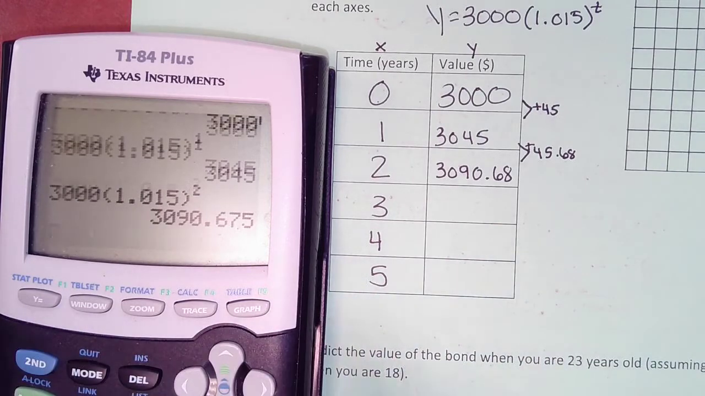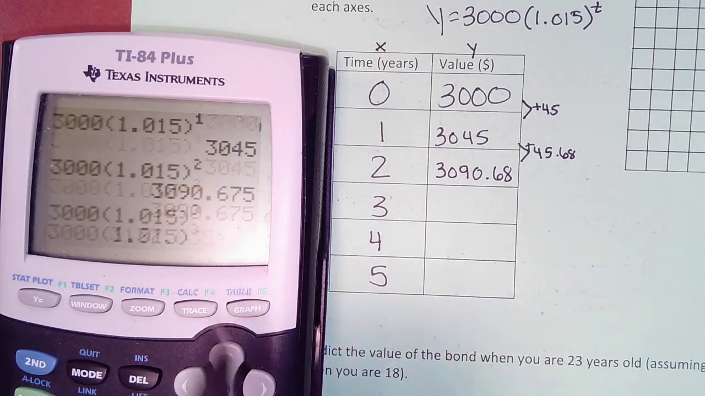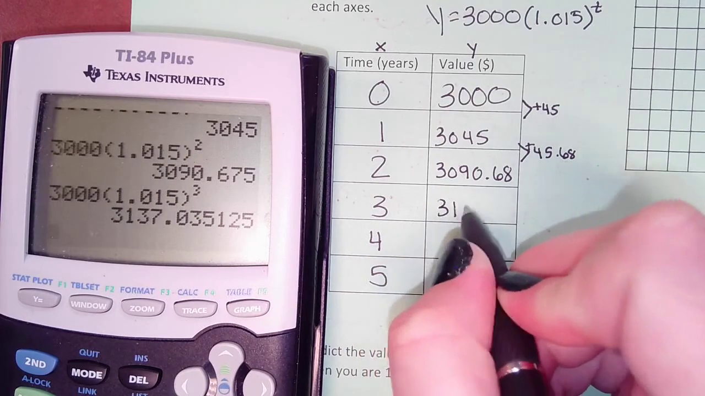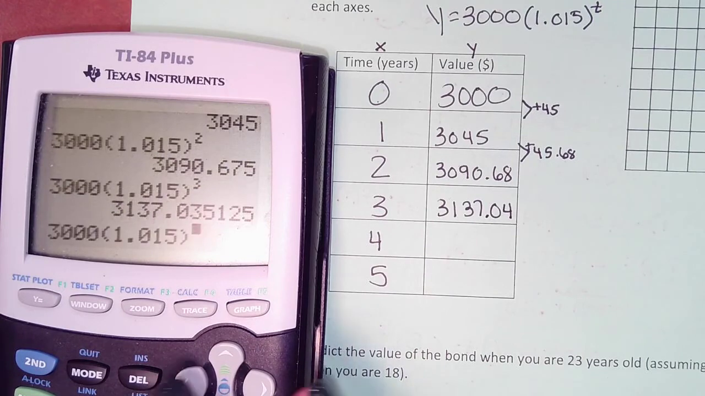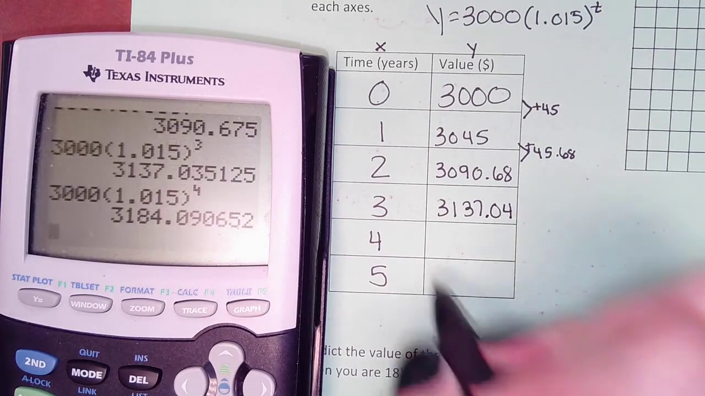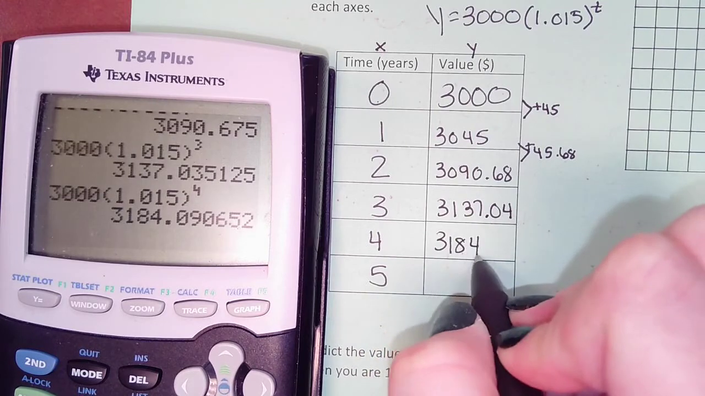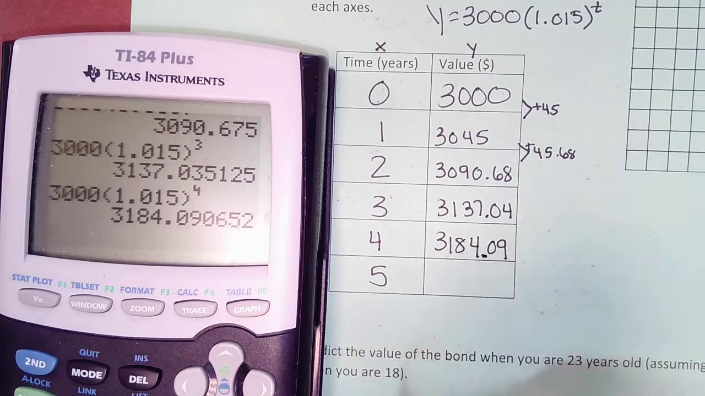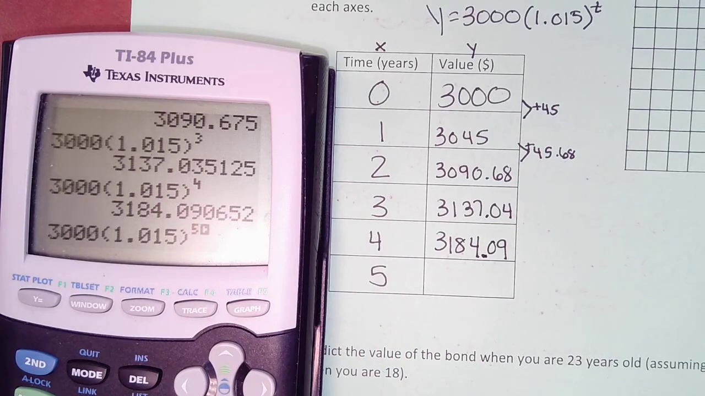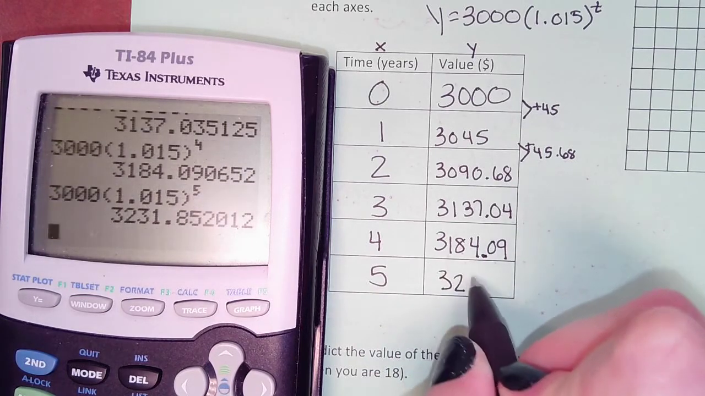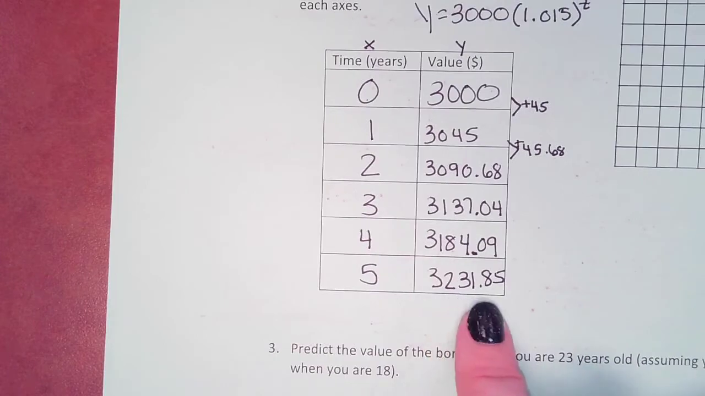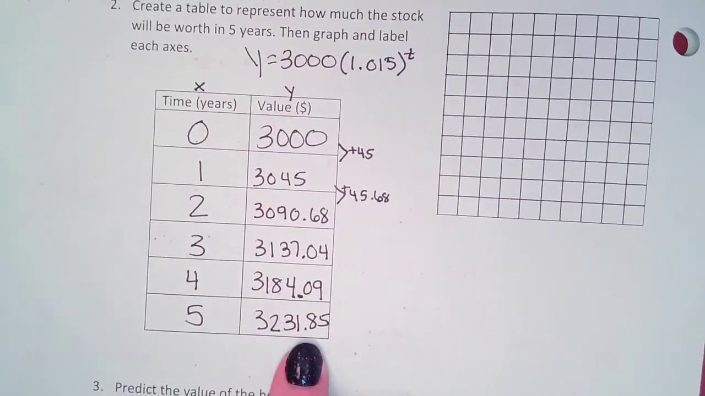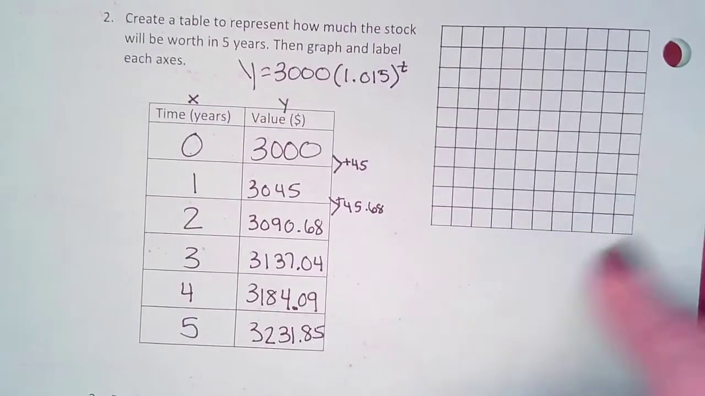So let's go ahead and find the other values. Plugging in 3 for t, 3,137 and 4 cents. Plugging in 4, $3,184.09, and 5, $3,231.85. Okay. So 5 years later, I've gained $231.85. Now we want to create a table here, or a graph.